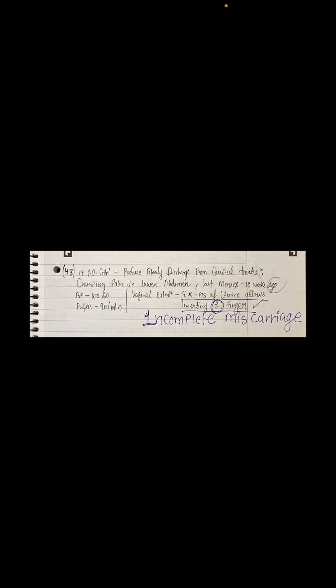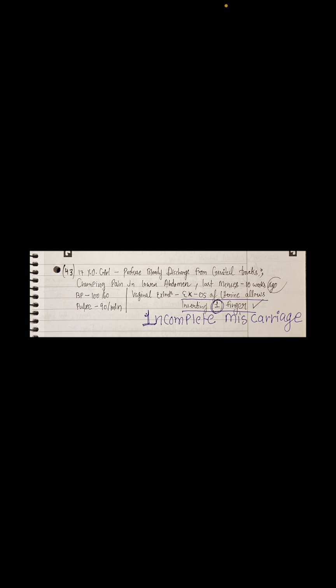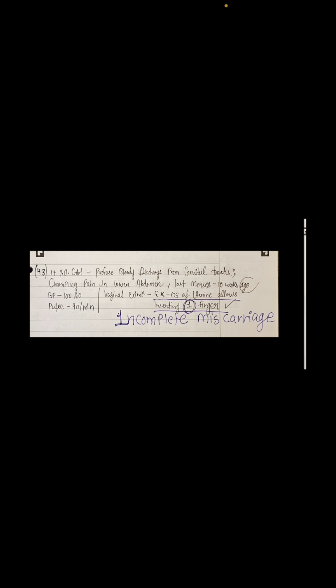So by this point, that last menses were 10 weeks ago, the examiner wants to highlight that she is pregnant, even though she is 17 years old. And if the uterine cervix allows inserting 1 fingertip, it means we are sure that the miscarriage has started. So profuse bloody discharges are there, so mark incomplete miscarriage, because the cervix allows inserting 1 fingertip and there are profuse bloody discharges.